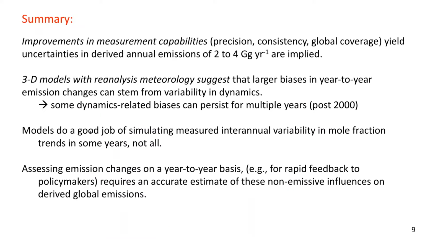And so in summary, over time we've made improvements in measurement capabilities so that we think we can derive annual emission estimates with uncertainties on the order of 2 to 4 gigagrams just from the things that we have control over. But 3D models with reanalysis meteorology suggest that larger biases in year-to-year emission changes can stem from variability in dynamics, and that these biases can persist for multiple years if we look, for example, at the post-2000, 2000-2005 period.